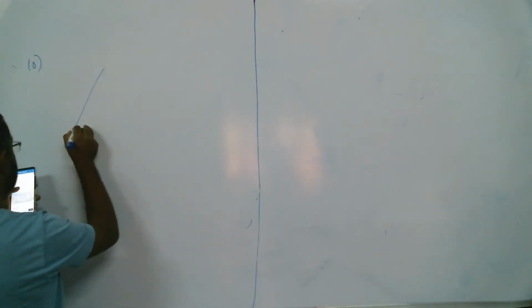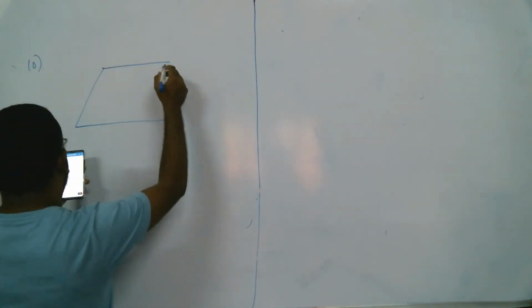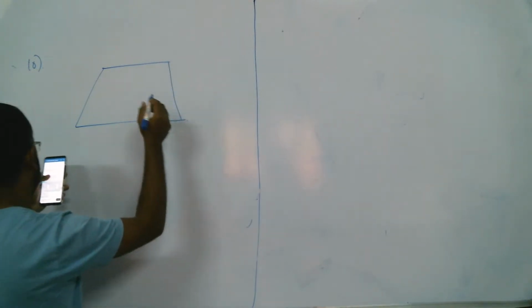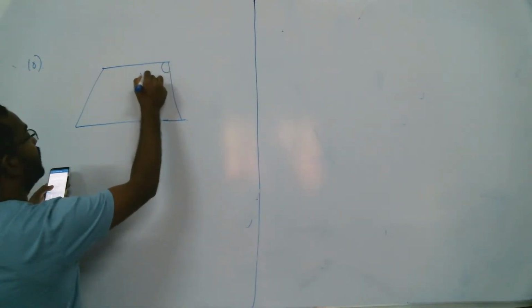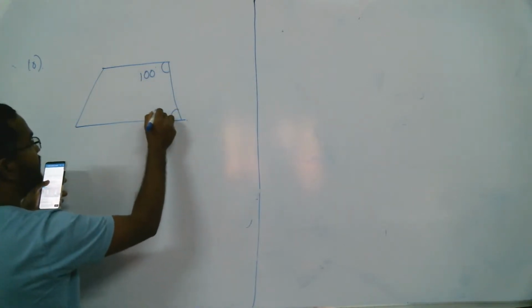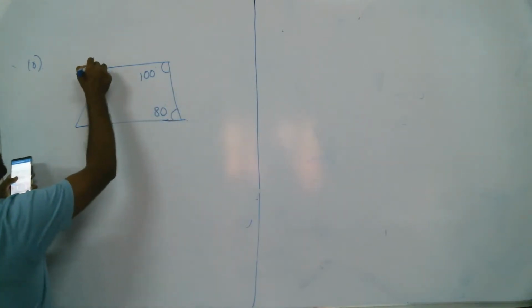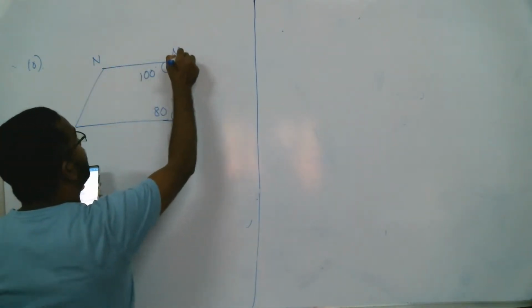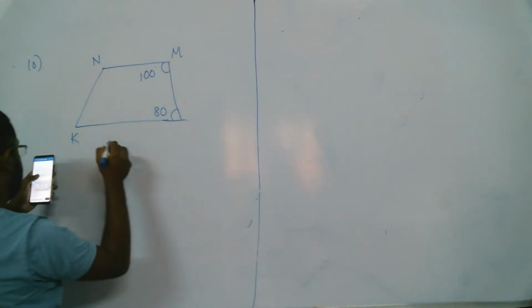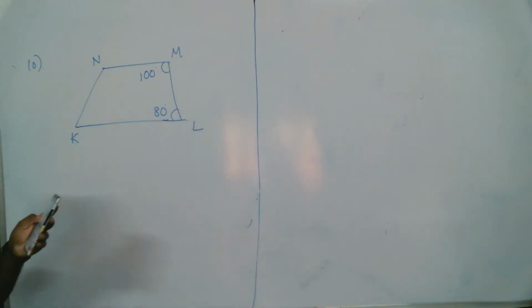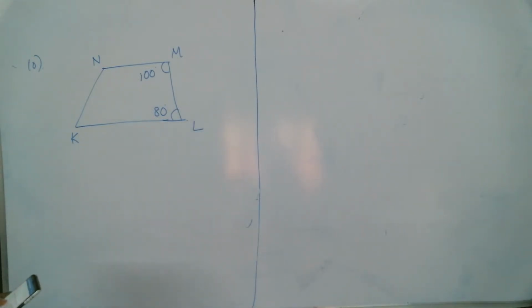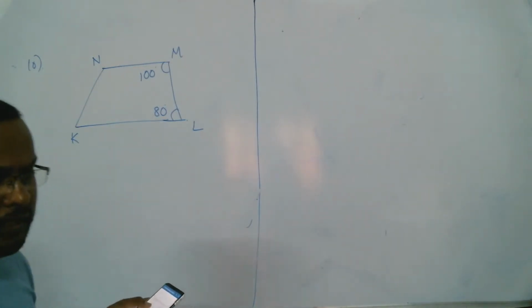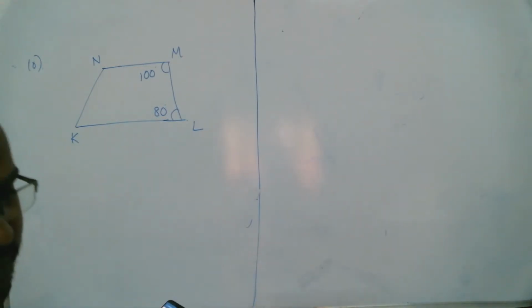This is the figure. This is 100 degree and this is 80 degree. M, K, L. So KLMN is given. Now you have to tell why the given figure is a trapezium and which two sides are parallel here. So first of all, tell me why this figure is a trapezium.